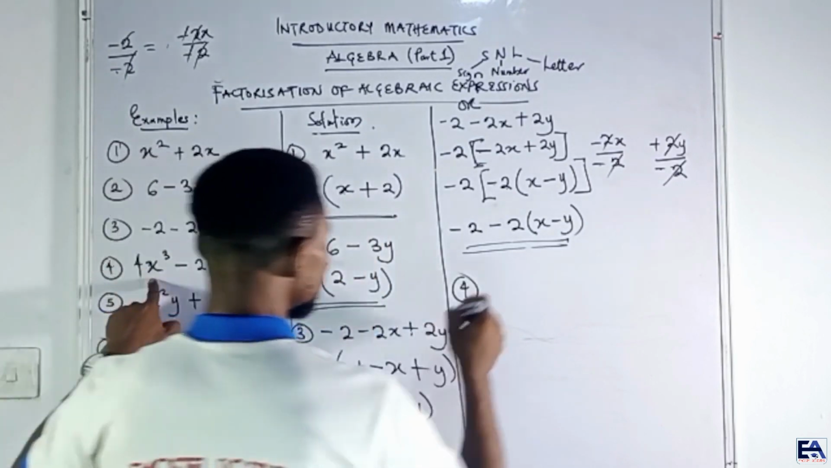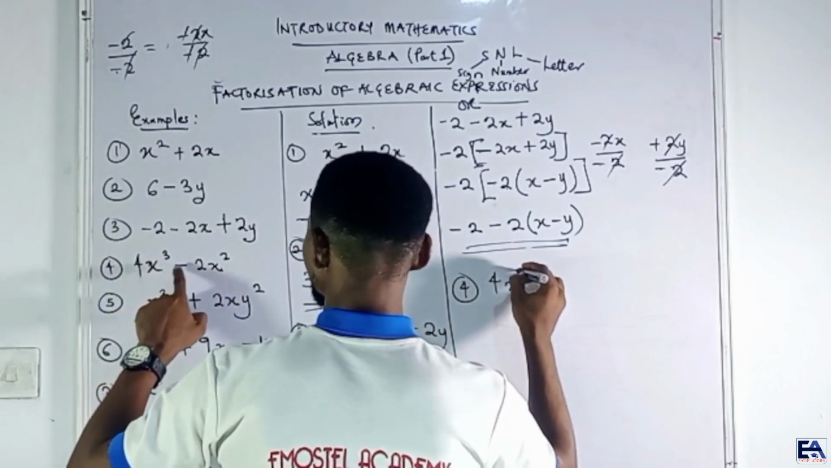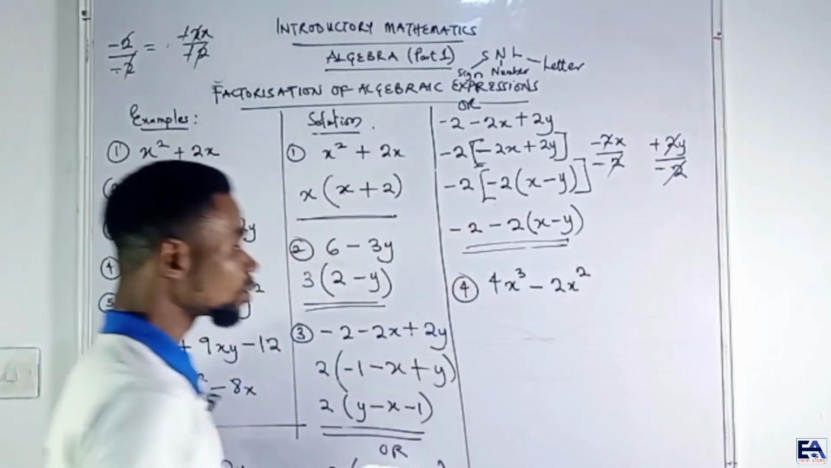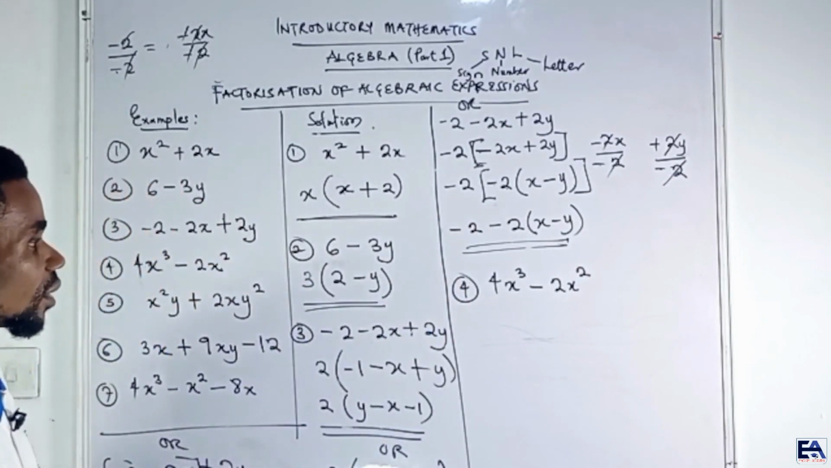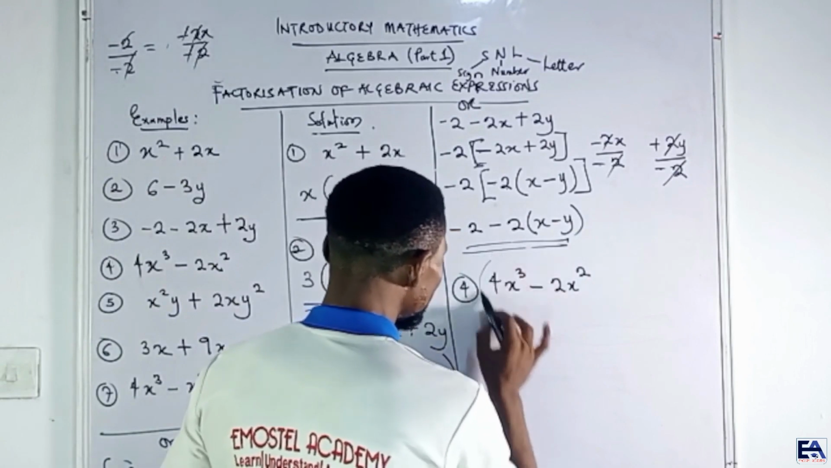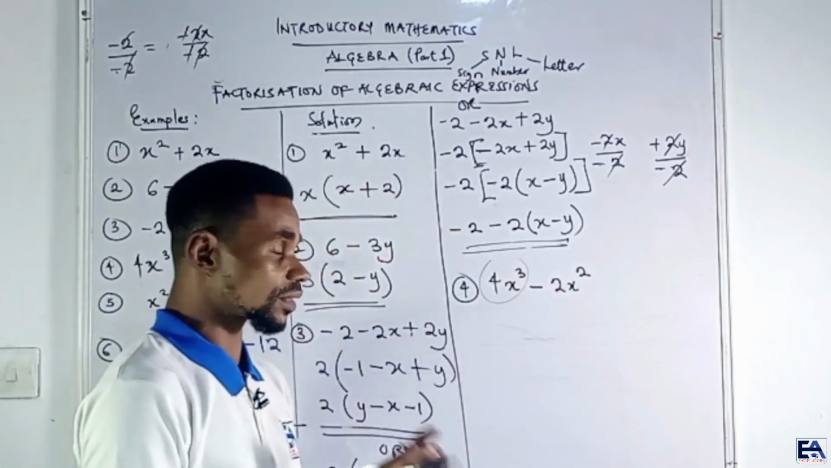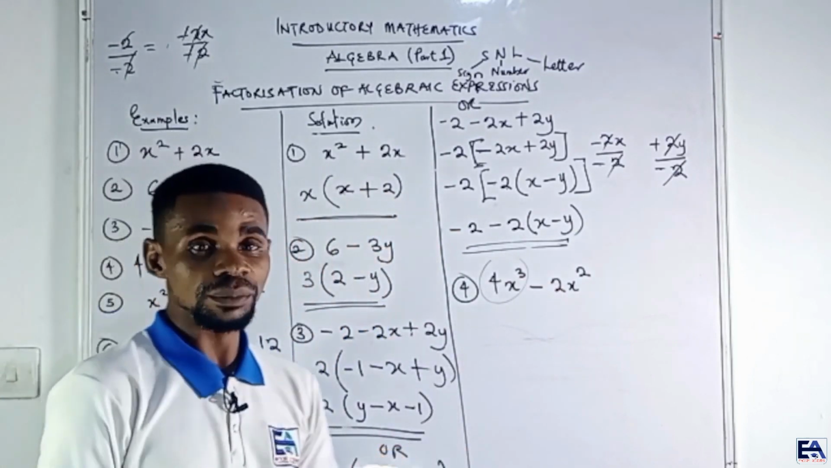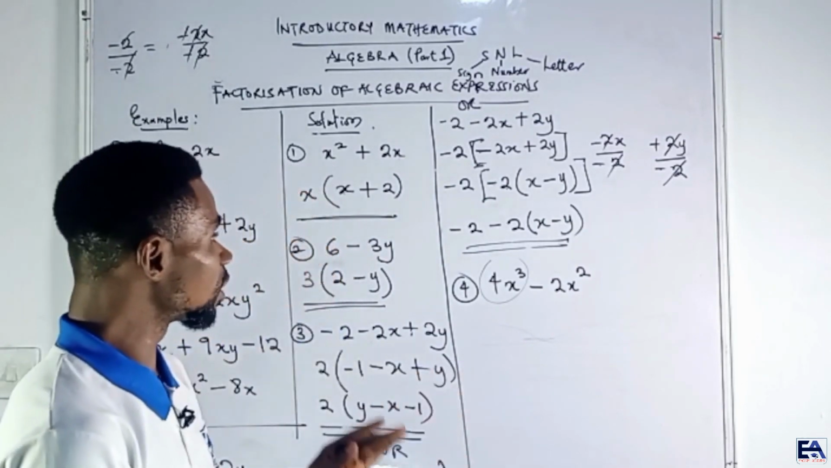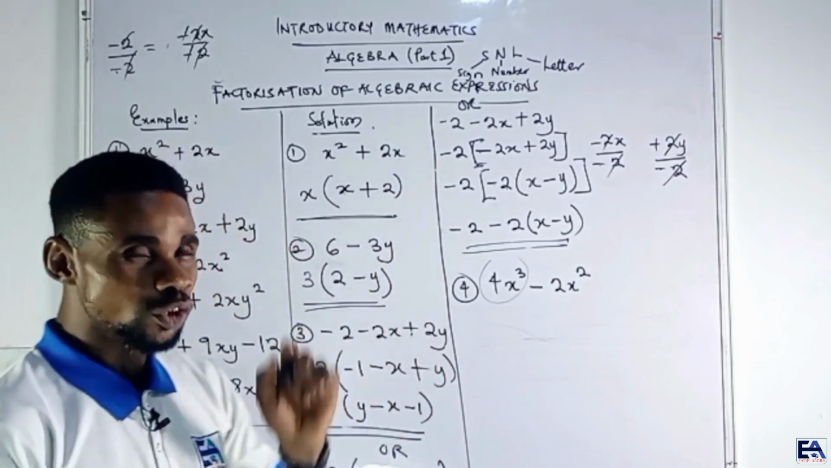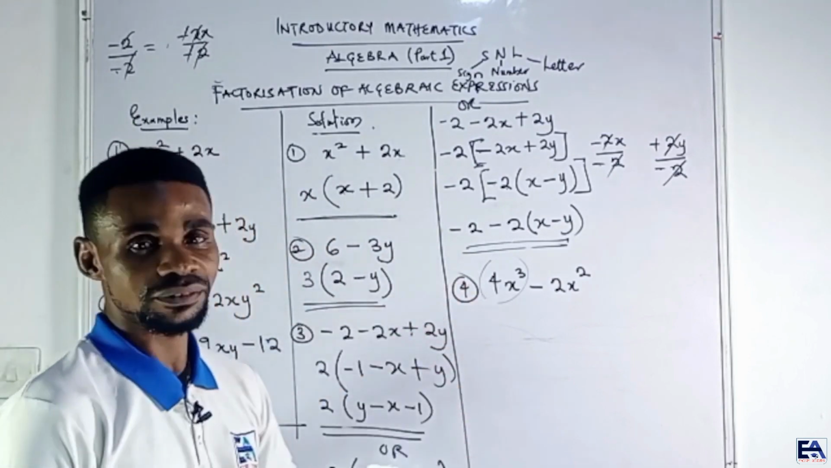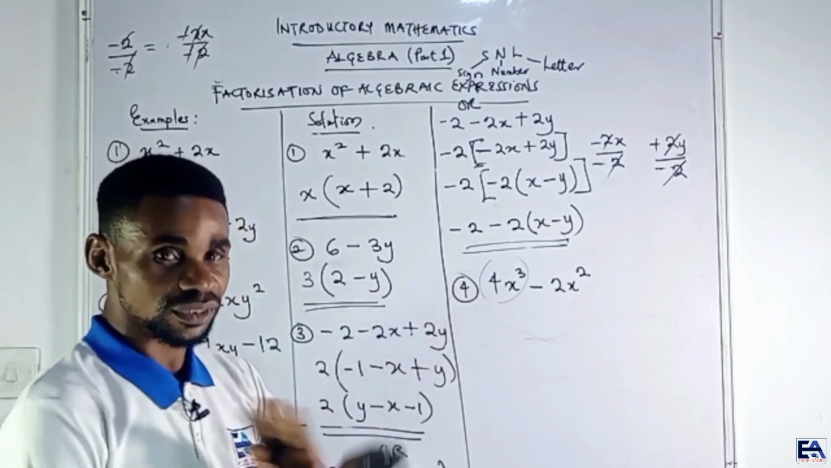Question number 4 says 4x cubed minus 2x squared. As you have this question, in terms of signs, because the first term that you have is a positive term, so no problem. Don't introduce minus as a common factor. It is ideal to introduce minus as a common factor when the first term is negative. But here, the first term is positive, so leave it that way.